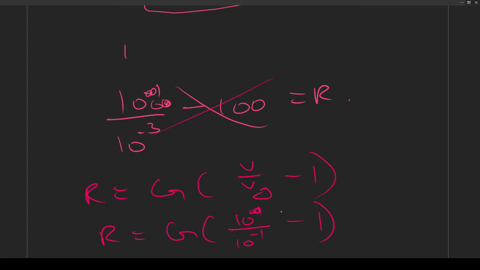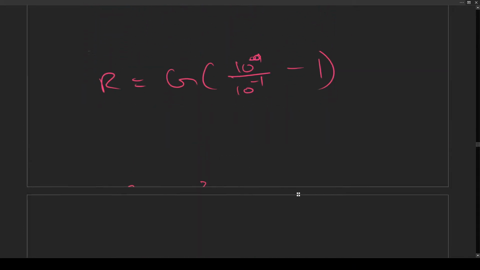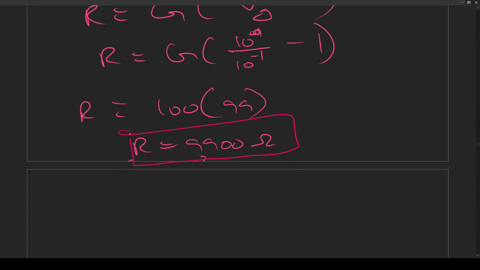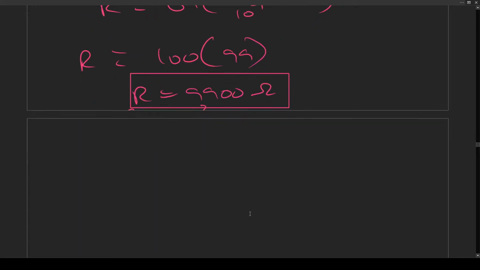So we will get R is equal to 100 times 100 minus 1, 99. So R is equal to 9900 ohm. Now let's go to the next question.